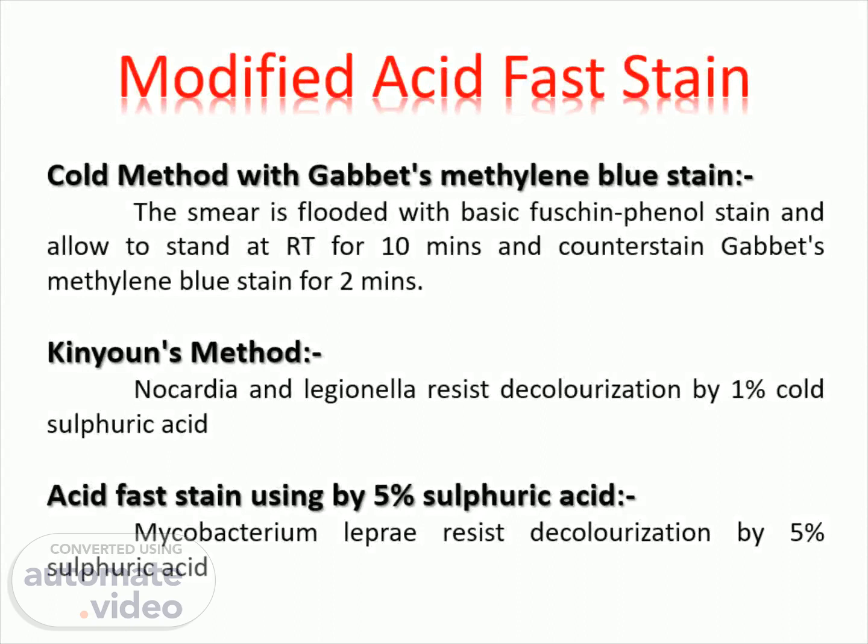Let's see some of the modified AFB staining. Cold method with Gabbett's methylene blue stain, which is widely practiced. The smear is flooded with basic fuchsin phenol stain and allowed to stand at room temperature for 10 minutes, and counterstained with Gabbett's methylene blue stain for 2 minutes.